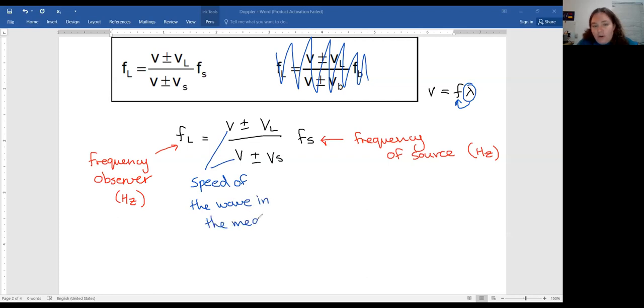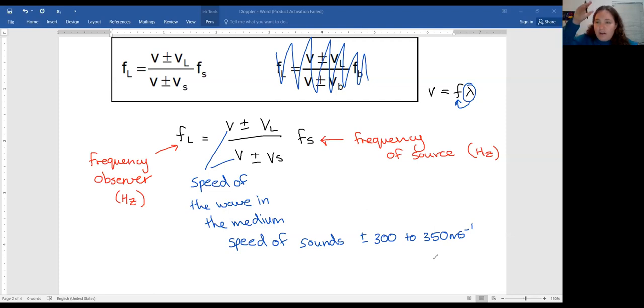I would love to tell you that they always give you everything, but I've seen nasty simultaneous equations where you're given tiny bits of information and then you need to calculate other things. So usually the speed of the wave in the medium is given. Just to give you a general idea, the approximate speed of sound in air should be around 300 to 350 meters per second. It's not a fixed value. It depends on the temperature, on whether you're at a high altitude or a low altitude, on the humidity, on all sorts of things. So the speed of sound is never a fixed thing.